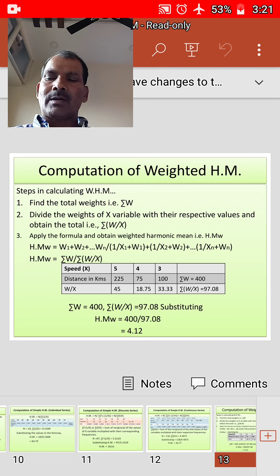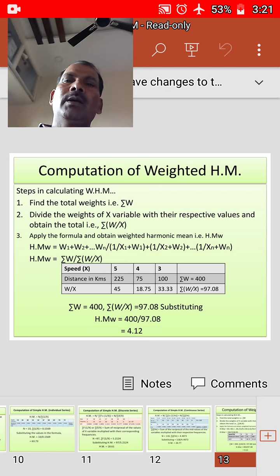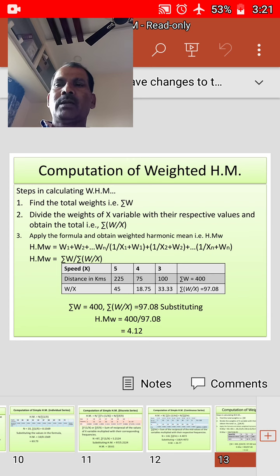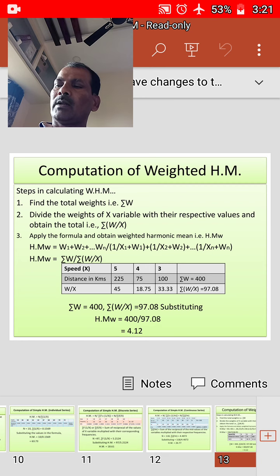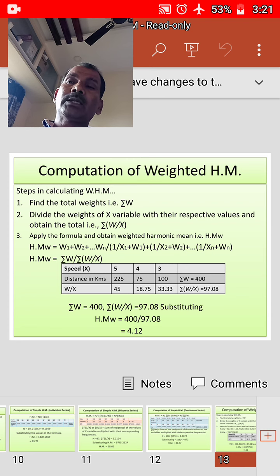Since the traveler covered the journey with varying speeds, it is appropriate to compute harmonic mean for the data. How to compute? We will draw a table. Computation of weighted harmonic mean. Speed we have considered as x, that is 5 kilometers per hour he has covered 225 kilometers. Next 75 kilometers he has covered with 4, and next 100 kilometers he has covered with 3 kilometers per hour. Hence speed is considered as x, and distance we have taken, that is 225, 75, 100.